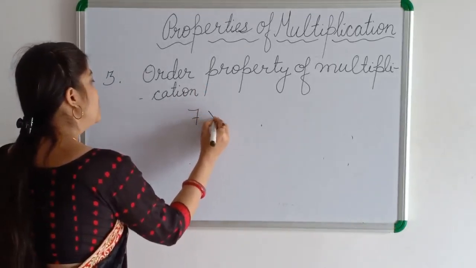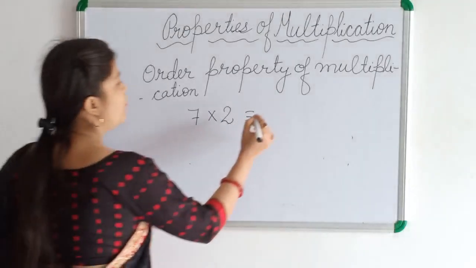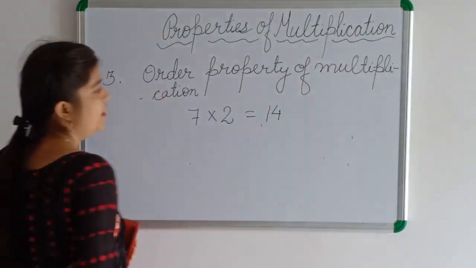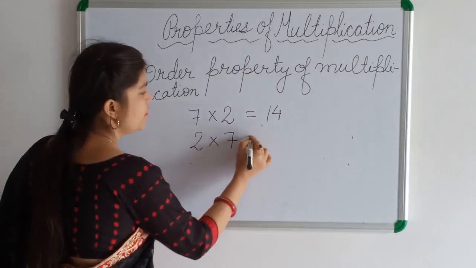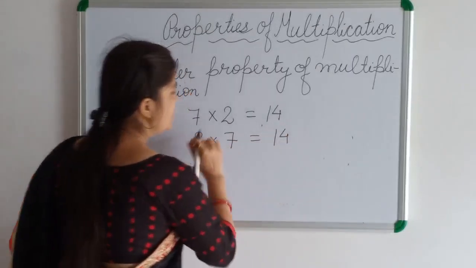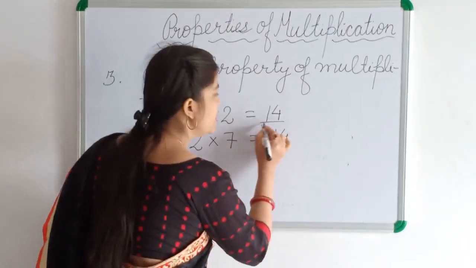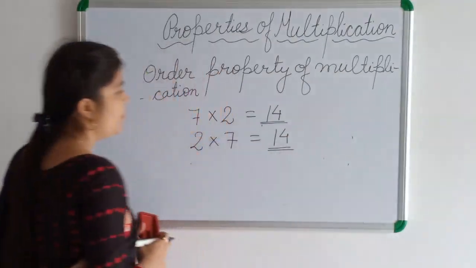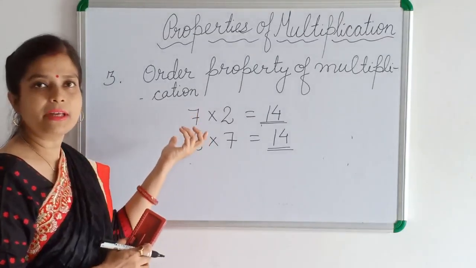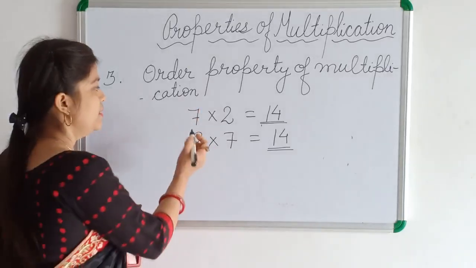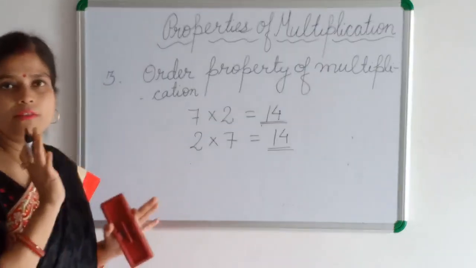For example, 7 into 2: you know the table of 7, 7 twos are 14. Again you recall the table of 2, 2 sevens are 14. 7 twos are 14 and 2 sevens are 14. You can see the product is the same. Only the order of the numbers which were multiplied is changed. Whether 7 into 2 is written here or 2 into 7, the product will always be 14.